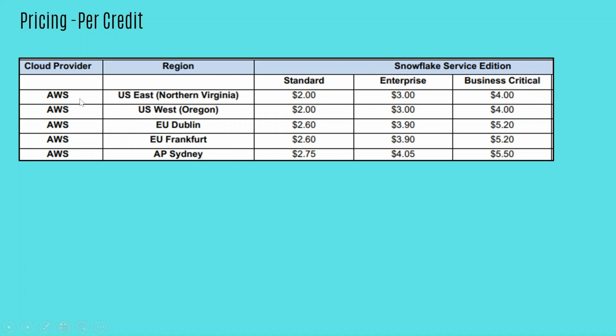Even though my cloud service provider is the same, if I go from US West to, or I select, the AP Sydney region, now you can see for standard, the cost has increased from $2 to $2.75, right? And in enterprise, it has changed from $3 to $4.05. Got it?